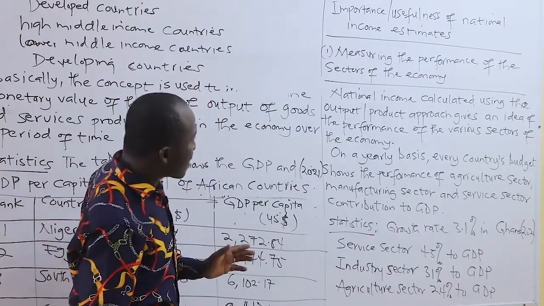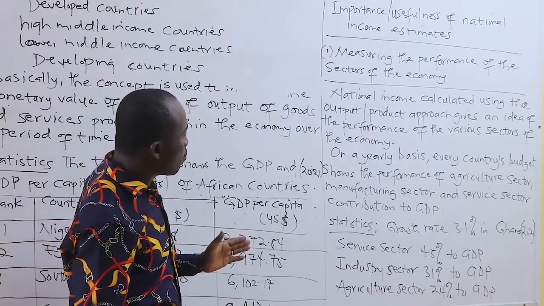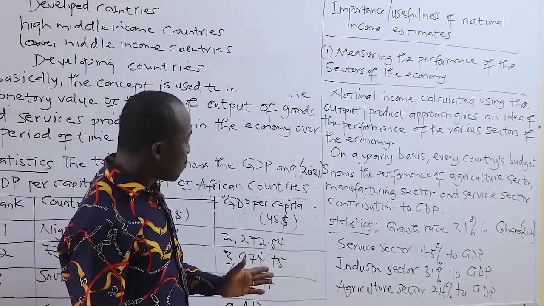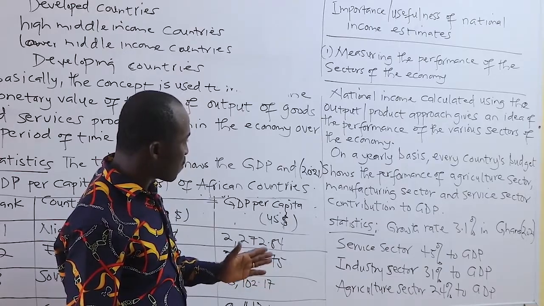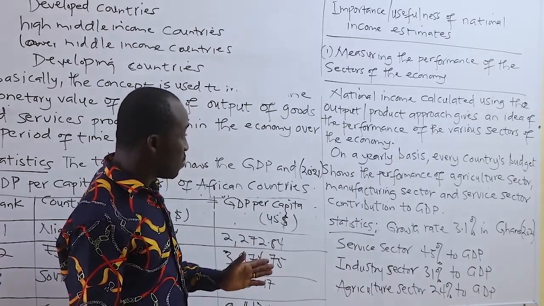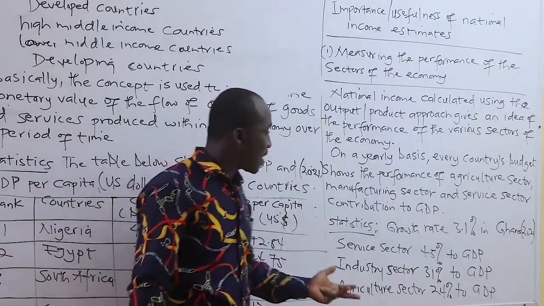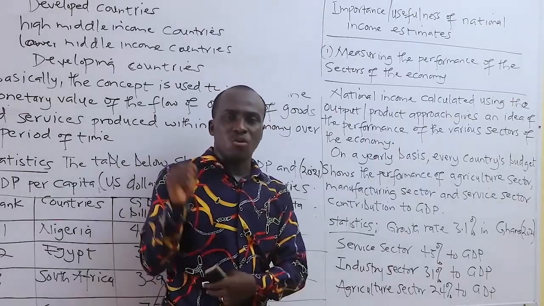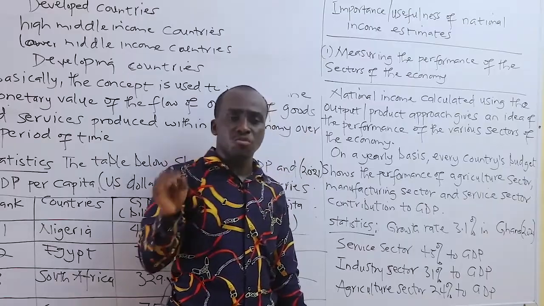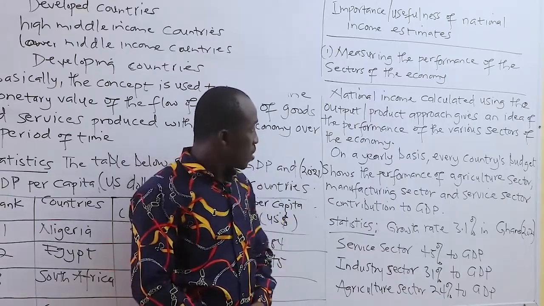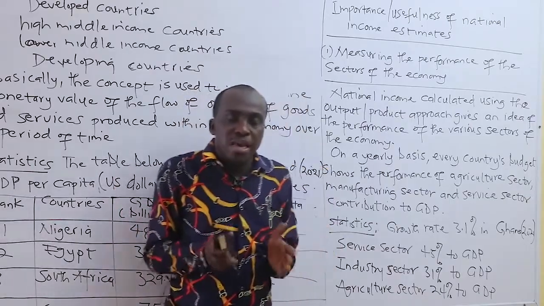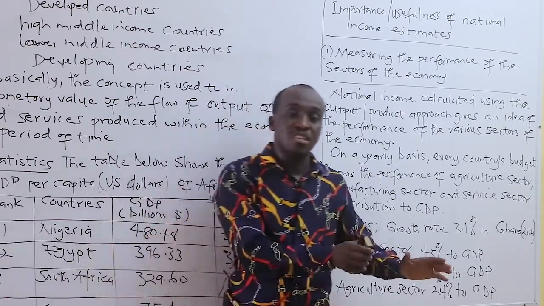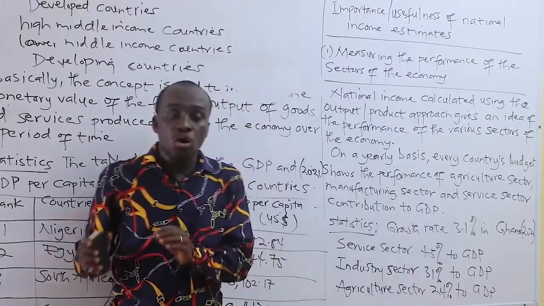National income calculated using the output or product approach gives an idea of the performance of the various sectors of the economy. On a yearly basis, every country's budget shows the performance of the agri sector, manufacturing sector, and service sector, and their contribution to GDP. So in every country, how many sectors do we have? Agri or primary sector, manufacturing sector, and services. What is the contribution of every sector to GDP? What is the performance? So when we do the national income account, maybe with the product approach, we can know that this year the agri sector contributed more to the GDP, or manufacturing contributed more, or services contributed more.